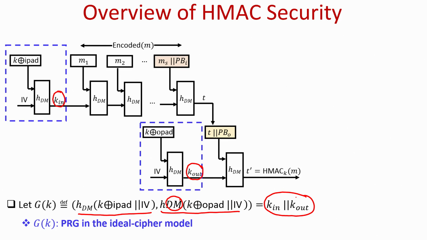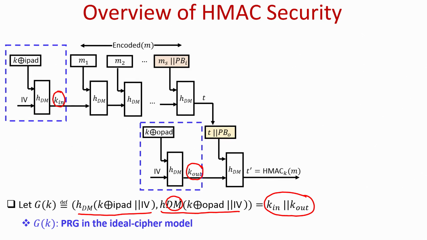Interestingly, what we can prove is that the construction g of k that we have defined like this is like a pseudo random generator if we go in the ideal cipher model. In the original security definition of the pseudo random generator, the game was that the adversary is given a challenge sample and it has to distinguish whether the sample is generated by the pseudo random generator or a true random generator.